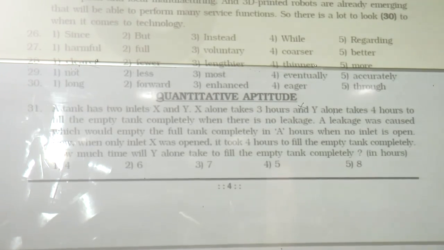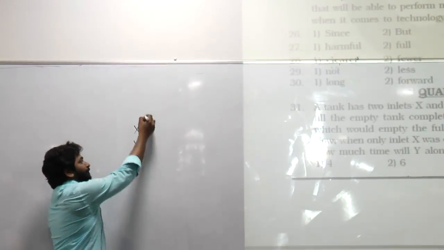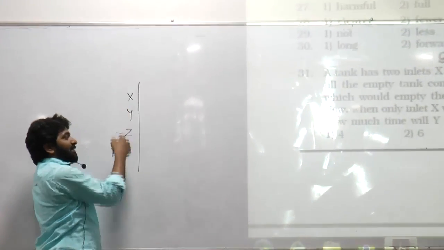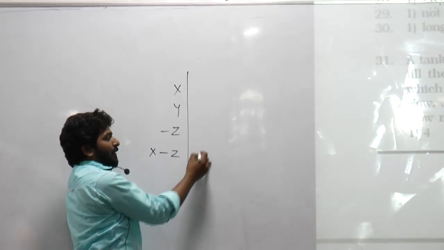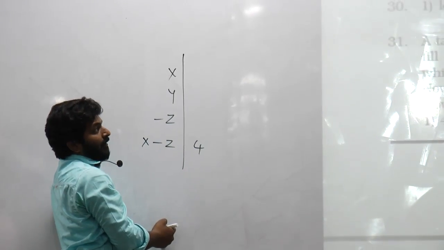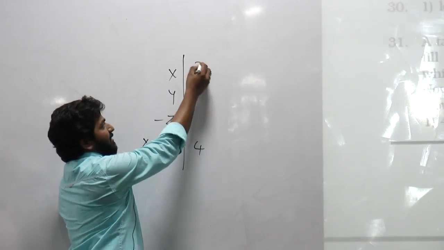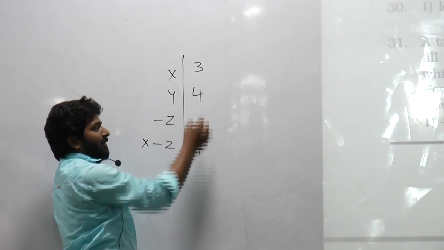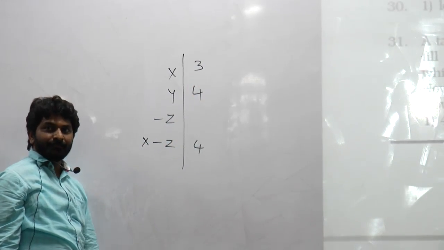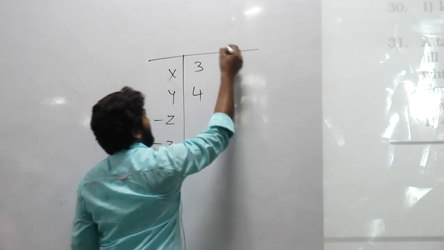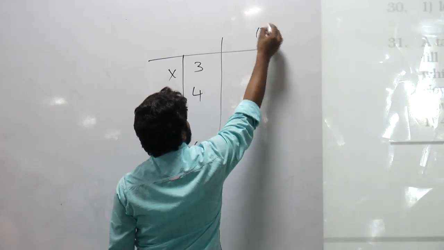Now we have 2 inlet pipes and let's say 1 outlet pipe. X and the outlet pipe took 4 hours. First inlet takes 3 hours, second inlet takes 4 hours. LCM is 12. So total number of units is 12 units.